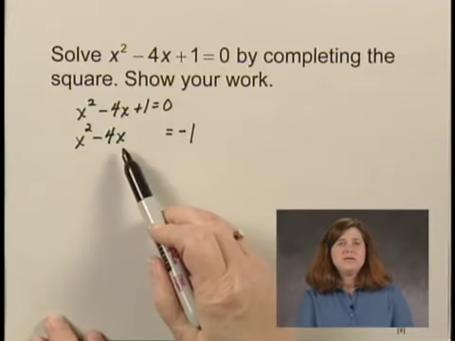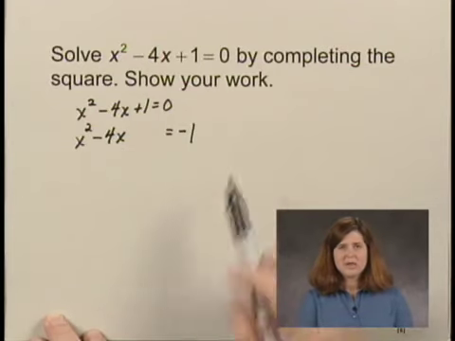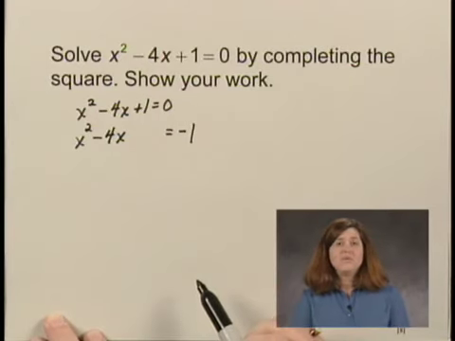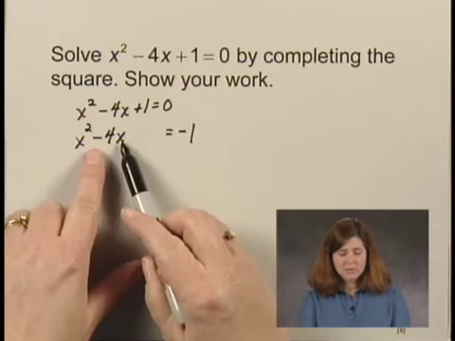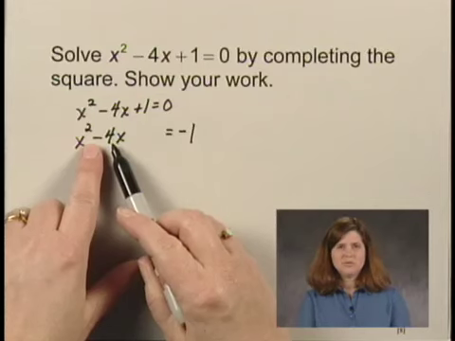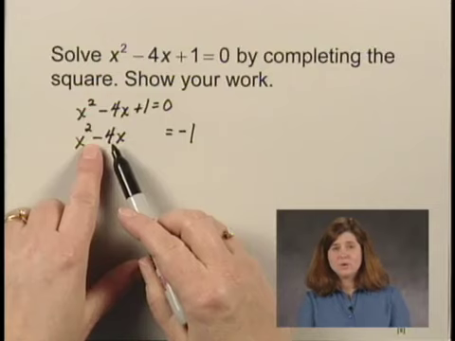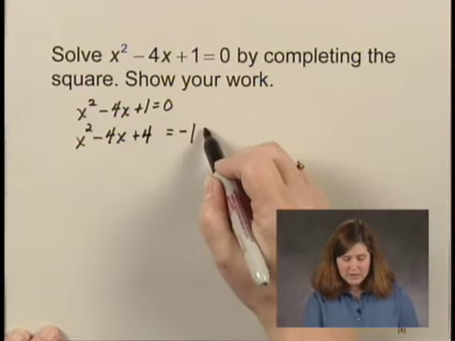I've left a space there because I'm now going to complete the square by adding a number to both sides of the equation. The number that I add, I find by looking at the coefficient of the x term, negative 4. Negative 4 divided by 2 is negative 2. Negative 2 squared is 4. So I add 4 to both sides of the equation.